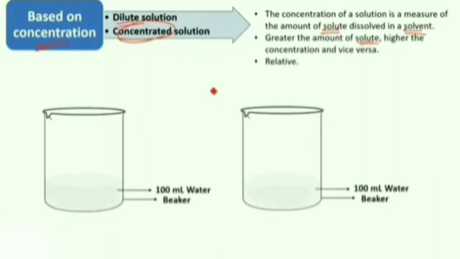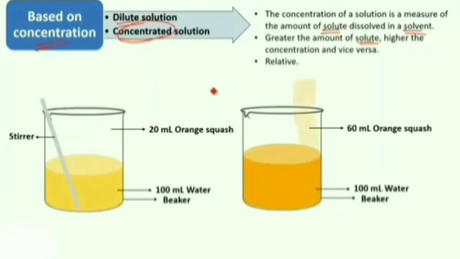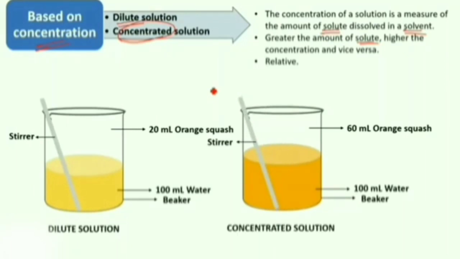Diagrammatically, let us take two beakers and add 100 ml of water in both. In the first, we add 20 ml of squash and stir it, and in the second, we add 60 ml of squash and stir it. The first solution is an example of a dilute solution, whereas the second one is a concentrated solution.